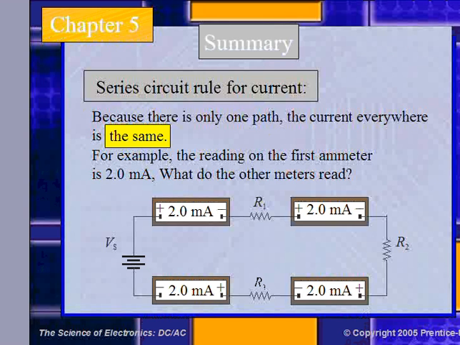Series circuit rule for current. Because there is only one path, the current everywhere is the same. For example, the reading on the first ammeter or current meter is 2 milliamps. What do the other meters read? Well, obviously you can see they read 2 milliamps, but more importantly, this path that current takes around this loop right here is the same. So if I'm measuring 2 milliamps before resistor 1, I will also measure 2 milliamps after resistor 1. I will measure 2 milliamps before resistor 2 and 2 milliamps after resistor 2. Likewise the same with resistor 3.